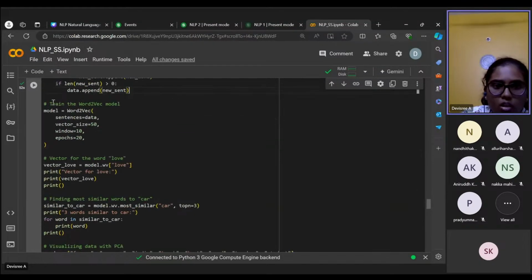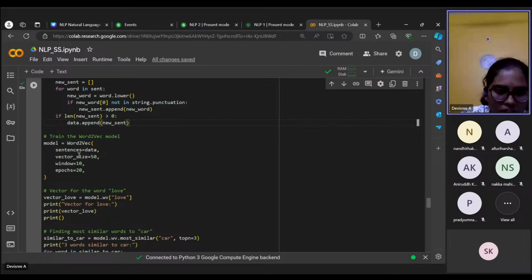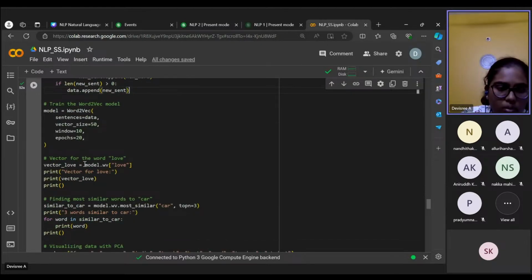Right. Now you train the word2vec model. So you initialize the model with Word2Vec. The sentences, so the data is taken as the input. The vector size, you can define the dimensionality. This is the window, the context window again, and epochs for how many epochs it needs to train. So this will train based on that.